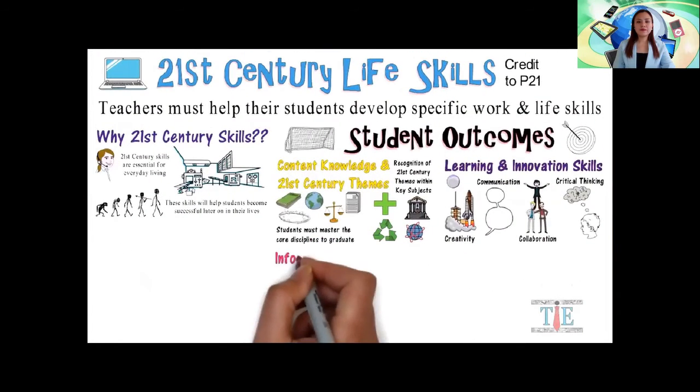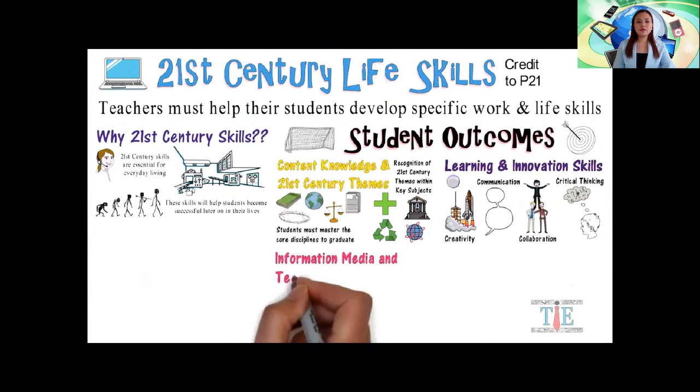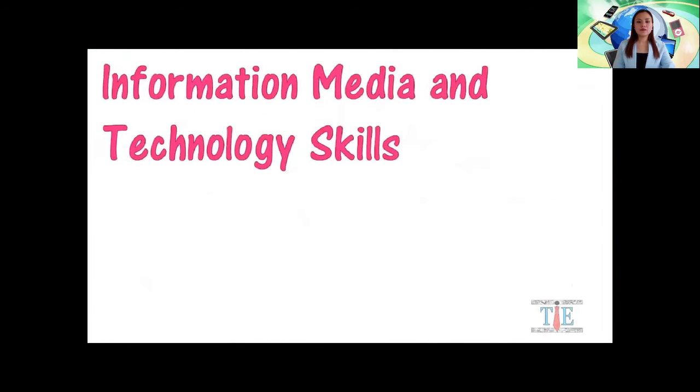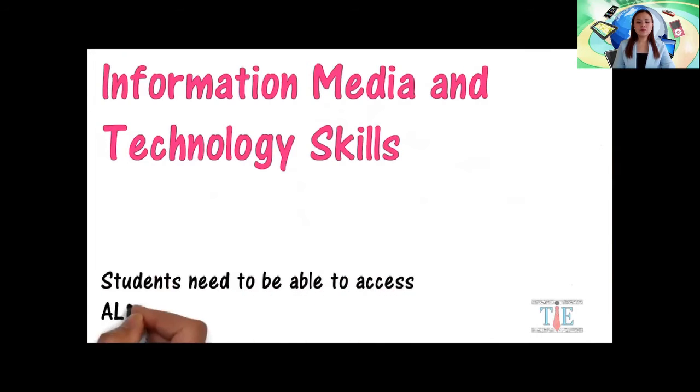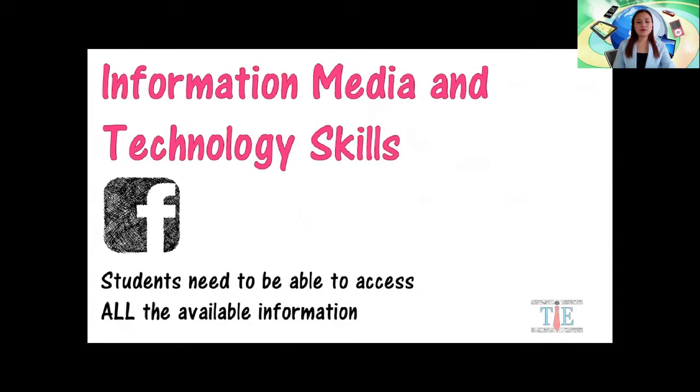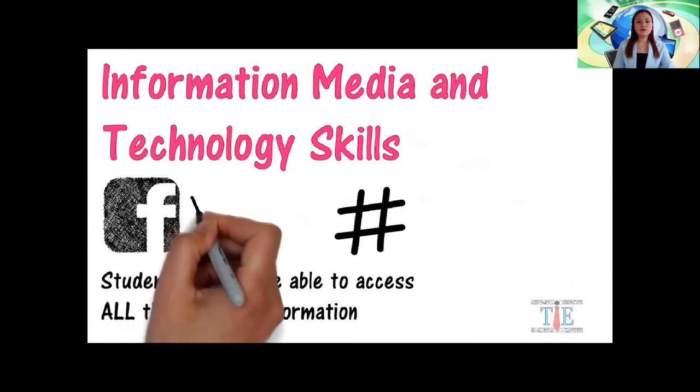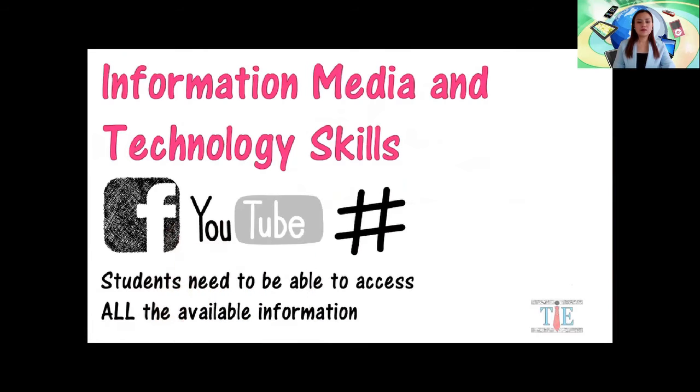We now move on to the third of 4 student outcomes: information, media, and technology skills. Students need to be able to access all of the information available to them, and there is a lot of information out there. Although students may be adept in social media, our children should have an understanding of media messaging and how to create media products.